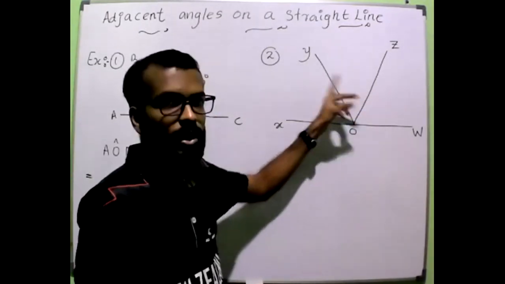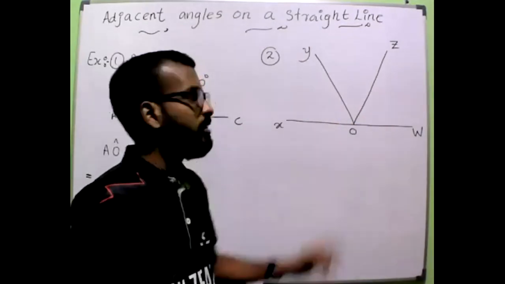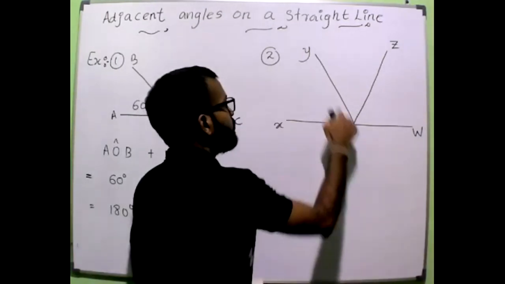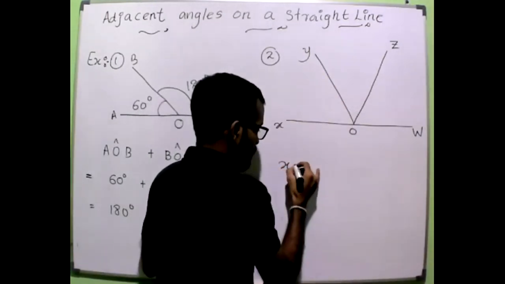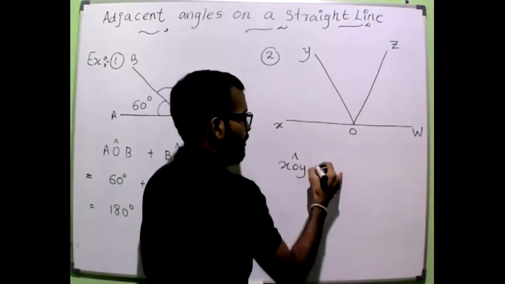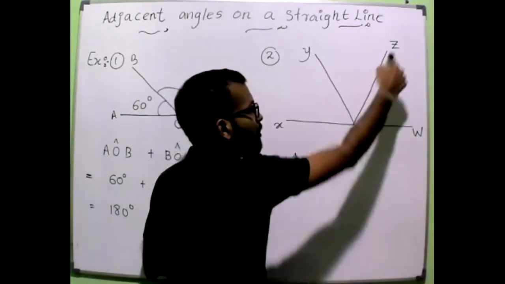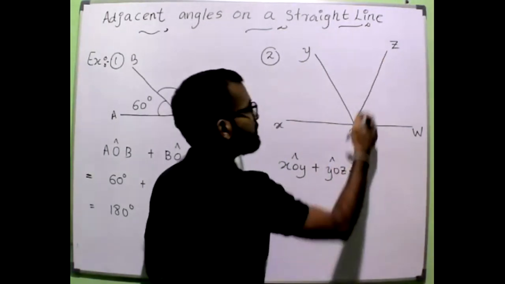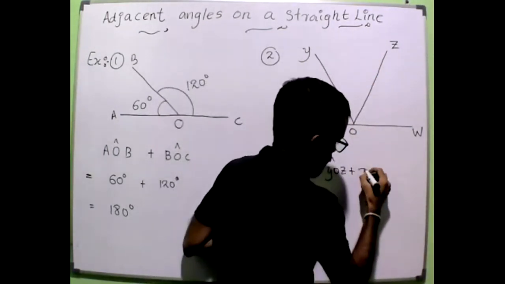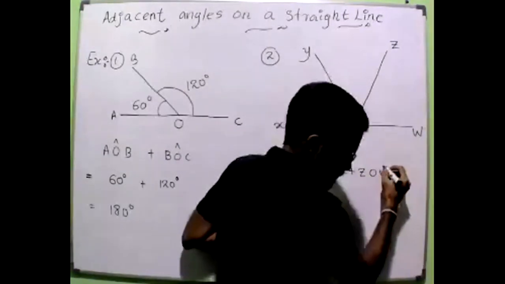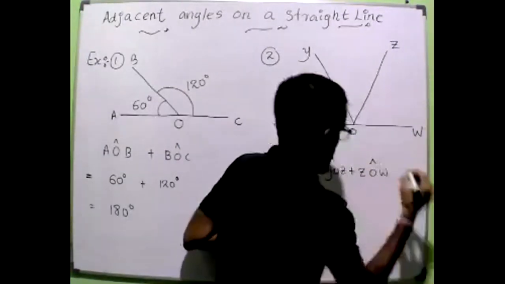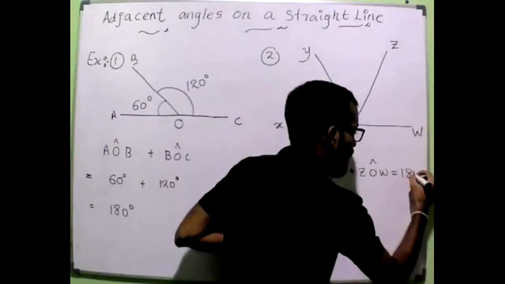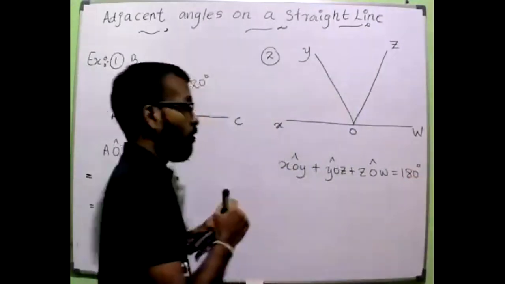It should create a 180 degree straight angle, right? So by looking at this, we can write angle XOY plus angle YOZ plus angle ZOW equal to 180 degrees, right?